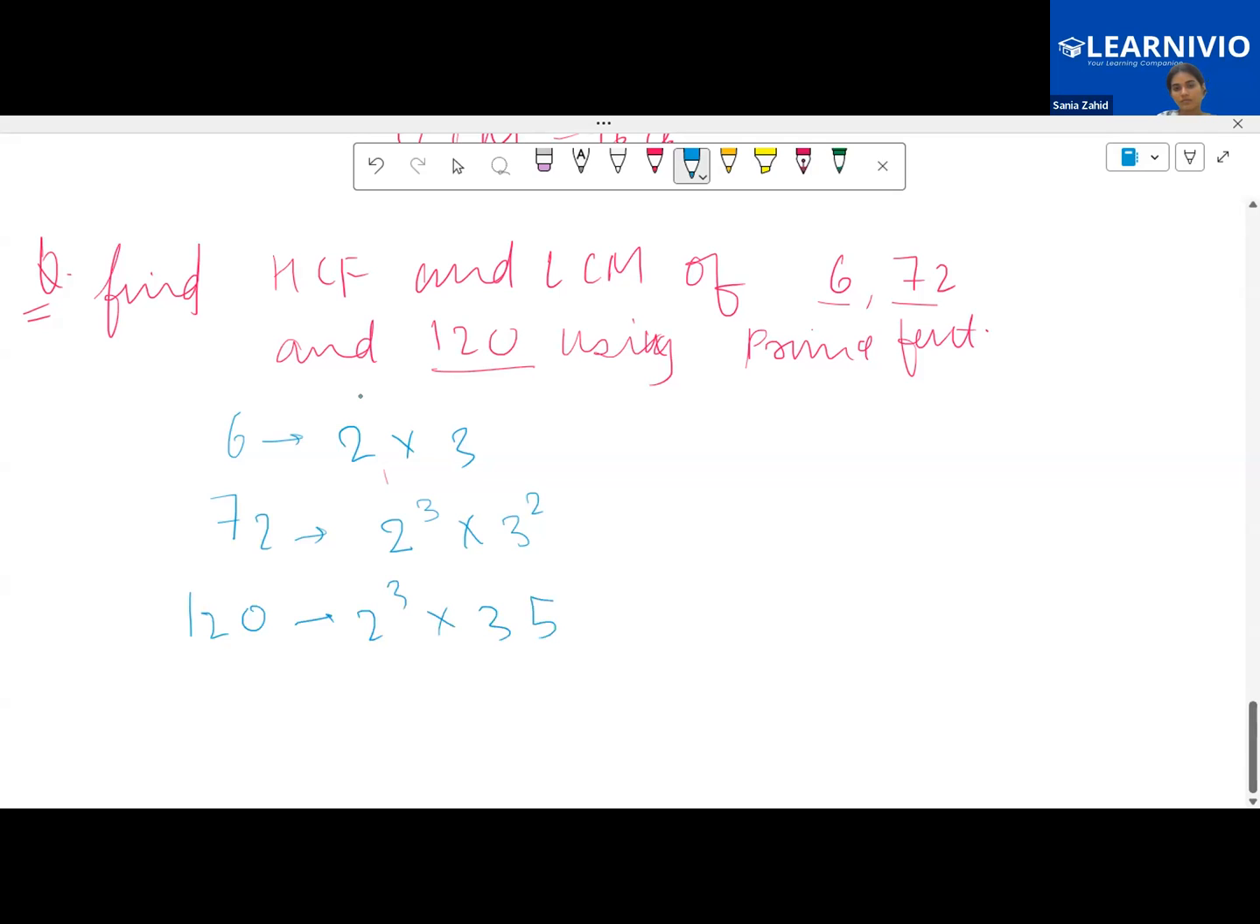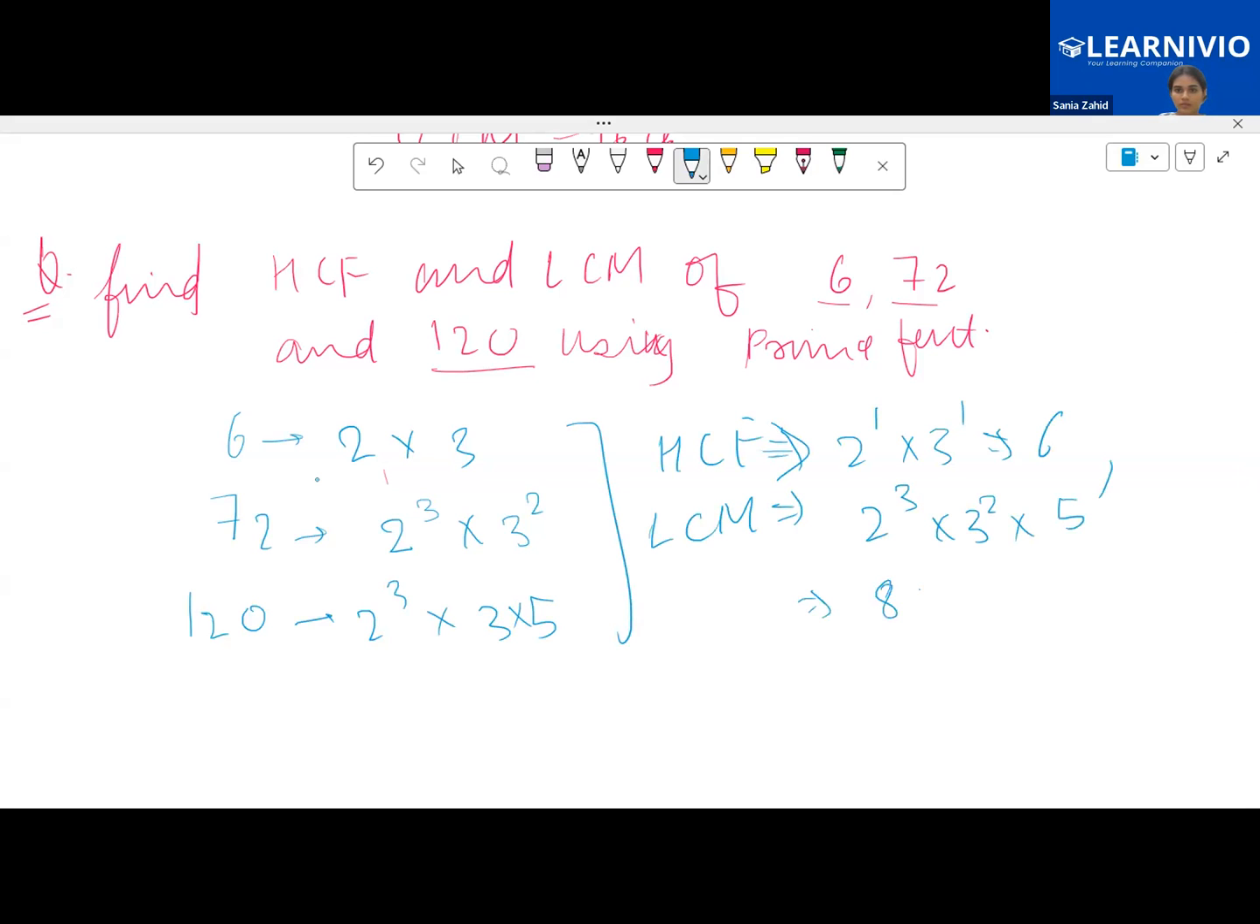So the ones with the least power are 2 and 3. First of all, the common factors are 2 and 3 only. So for the HCF, what is the least power of 2? 1. So 2 to the power 1 into 3 to the power 1, so it becomes 6. And the greatest powers are 2 power 3, 3 power 2 and 5 power 1. We'll multiply all of them and we get 360. Okay. So the HCF is 6 and the LCM is 360.